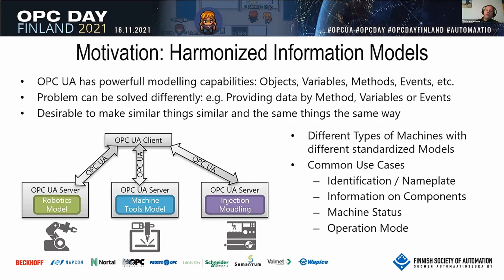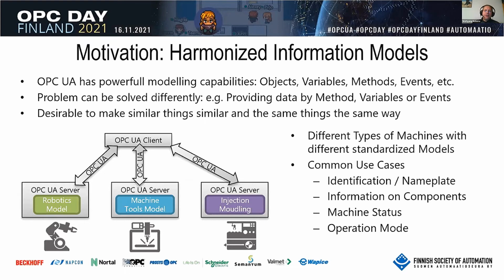So in a nutshell, doing similar things in a similar way. But there are also other things where you want to do the same thing in the same way. For example, you can see here in this figure, we now have not two robots, but a robot and a machine tool, an injection molding machine. And they are, of course, different. They provide different data, but there are a couple of things where you want to do it the same way, like the identification, the nameplate of the machine, what components are used in the machine, the status of the machine, the operation mode. Things like this are common across different types of machines, and it's desirable to have them in a common model.